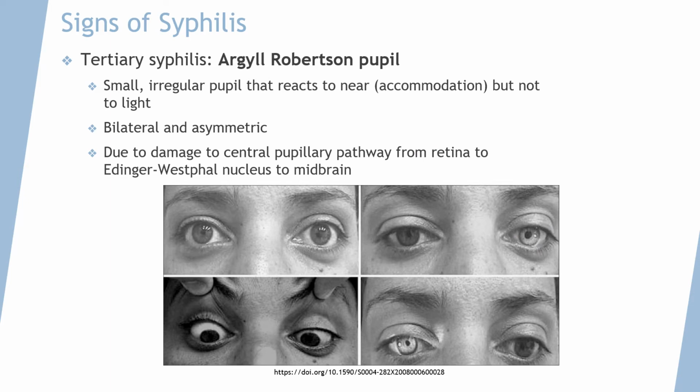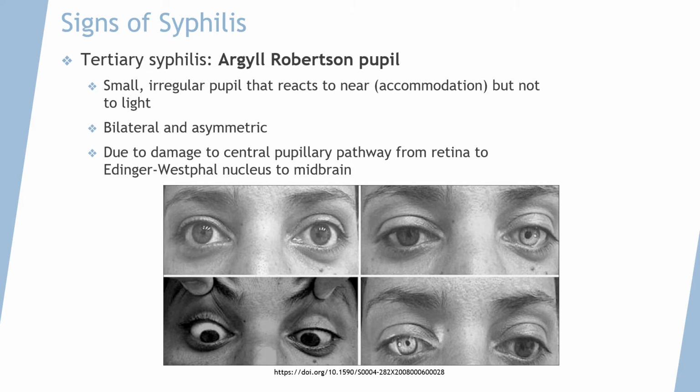Tertiary syphilis has a characteristic sign in the eye named Argyll-Robertson pupil. This presentation of the pupils is irregular and small, and it reacts to near as an accommodation reaction, but this pupil does not react or constrict to light.